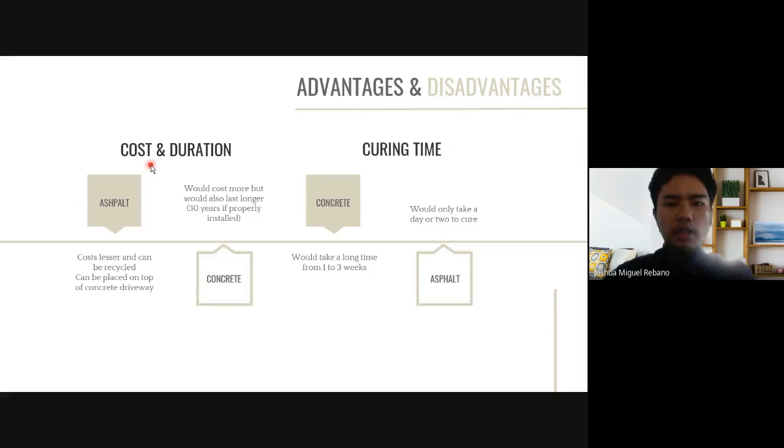So now the advantages and disadvantages of asphalt versus concrete. For cost and duration, asphalt costs less, but it doesn't last as long compared to concrete, which costs more but would last 30 years if properly installed. Asphalt would only last up to 20 years. For the curing time, concrete needs 1 to 3 weeks to be properly cured. But asphalt, on the other hand, only needs a day or two.